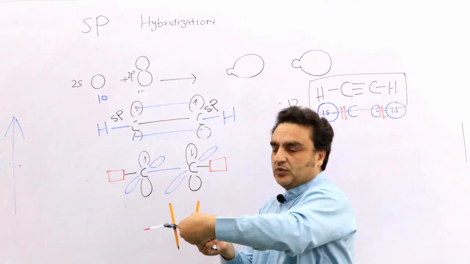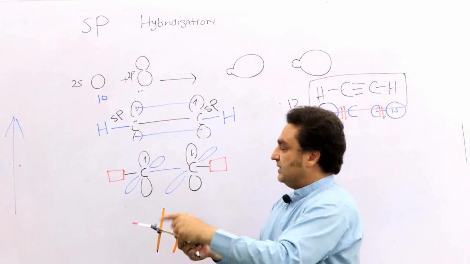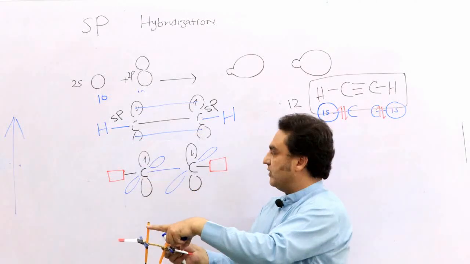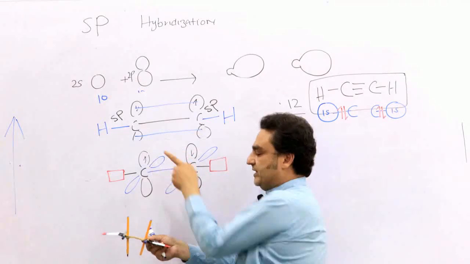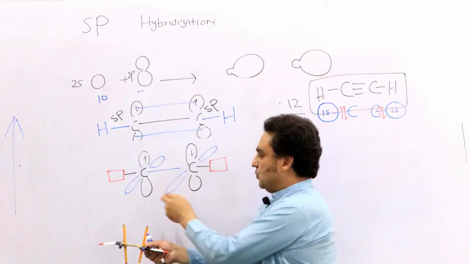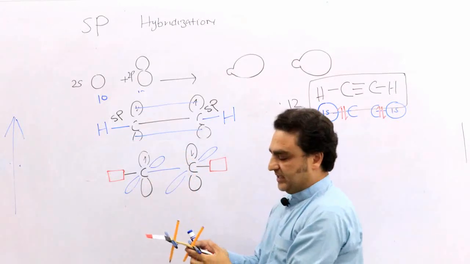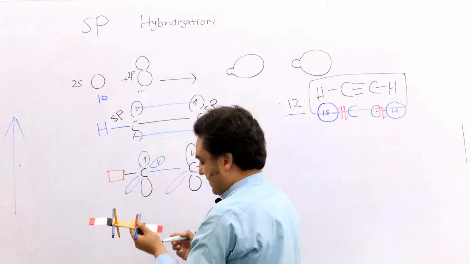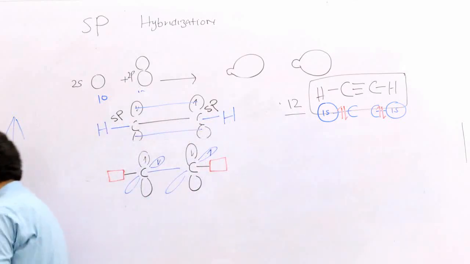These are the blue ball point right now. So they overlap with the blue, and the yellow overlaps with the yellow. These are the yellow ones, they overlap with each other. These are the blue ones, they overlap with each other, and each has one electron in it. This has one electron, this has one electron. So how does the overlap take place?